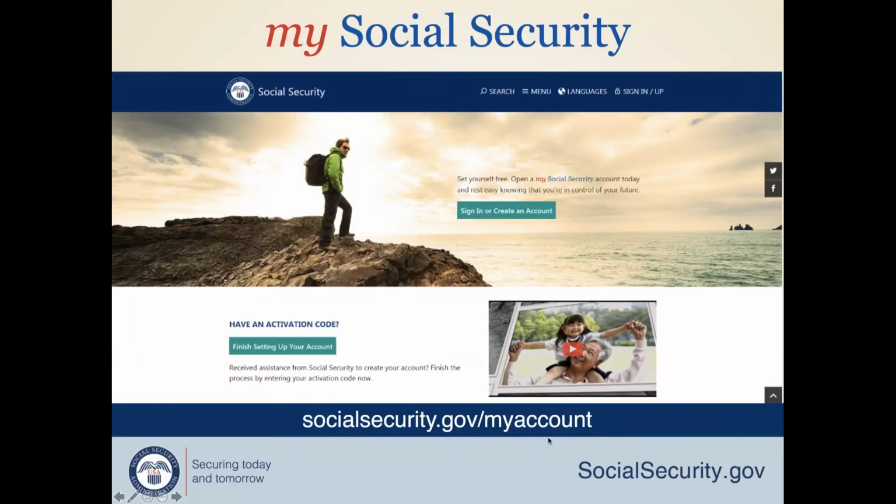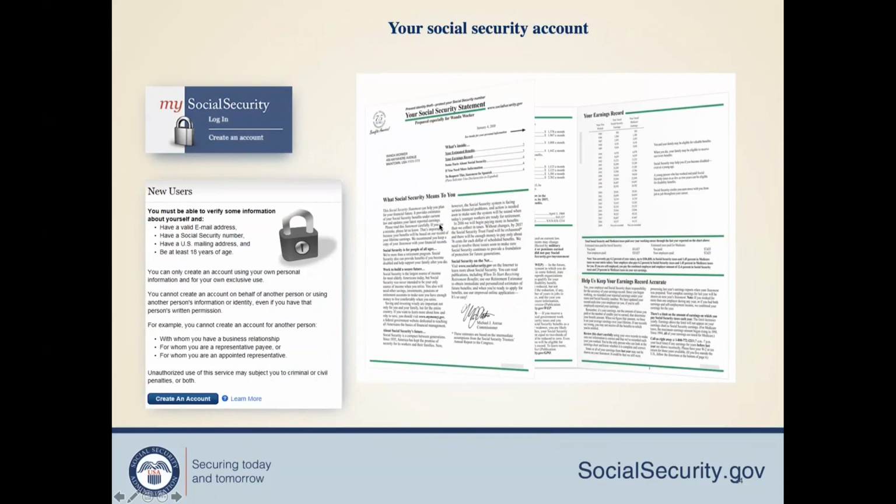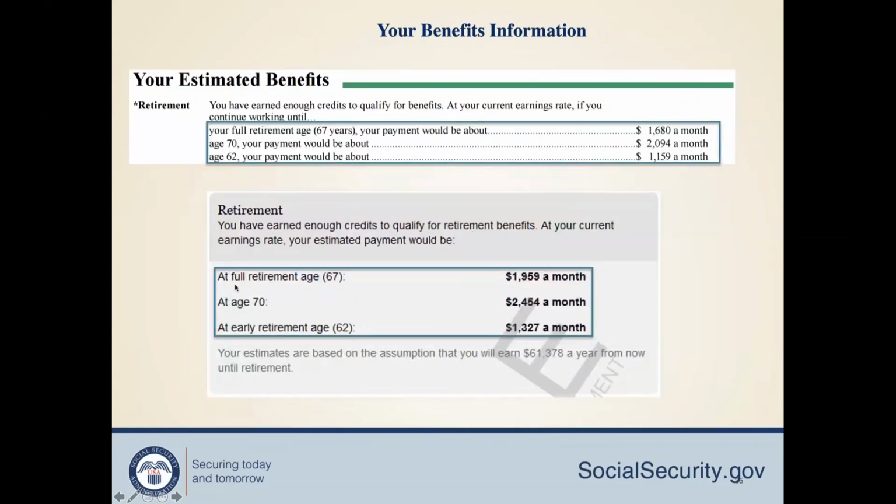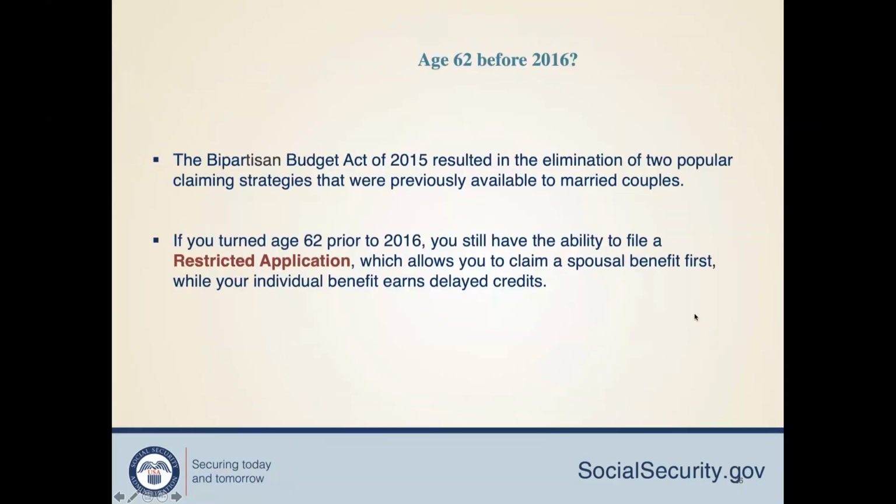Then you can look at the statement and download it. I think they used to send it by mail; now you have to download it. It gives you details like your earnings record and what they calculate you will get at FRA. Study this. They tell you at full retirement age how much you get, at age 70 how much you get, and at early retirement age how much you will get. They explain all these things very well, so with today's presentation you will be able to understand this statement much better.